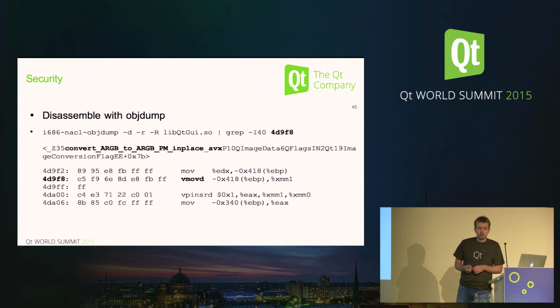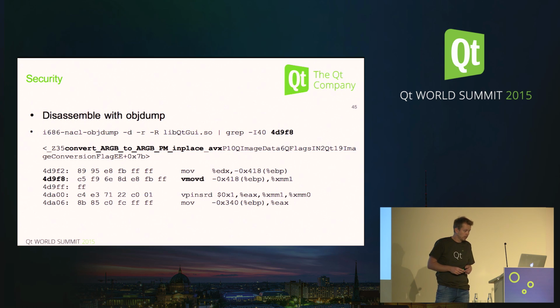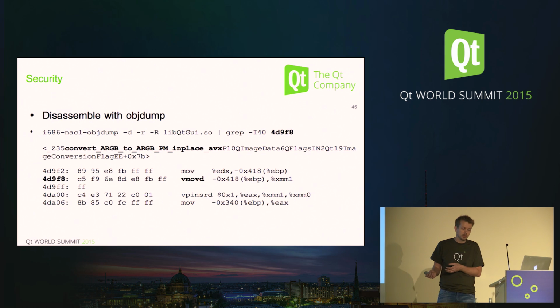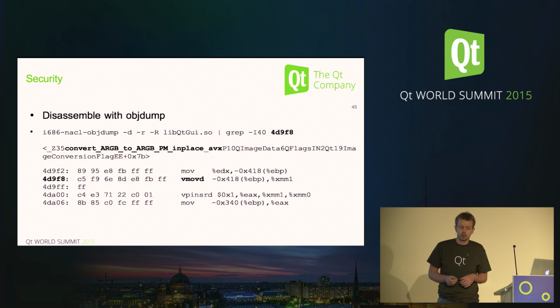So the next step is then to disassemble, and we grep for the location in question. This gives us two things: a function name and the actual instruction. And so the error here is that we were trying to compile Qt using AVX vector instructions, which is not supported by native client. So the fix is to use some other conversion function in this case. We would fall back to the non-vectorized conversion function.